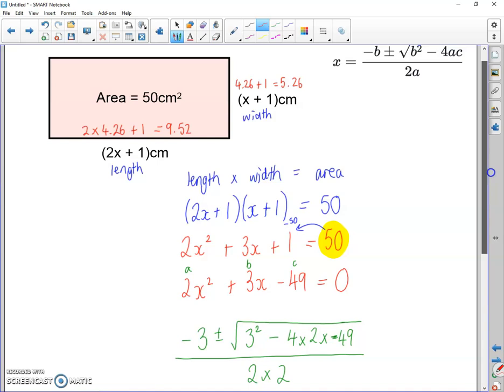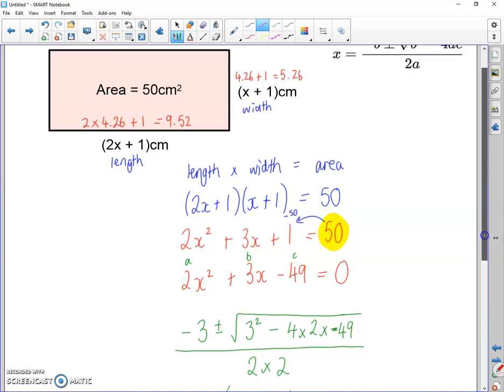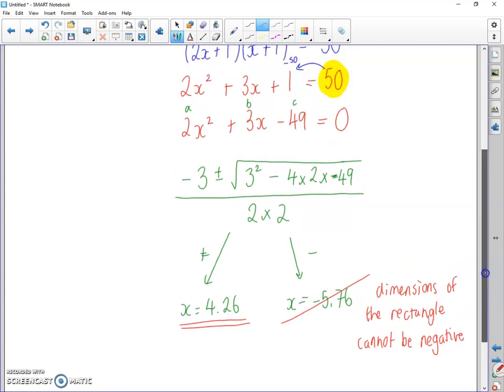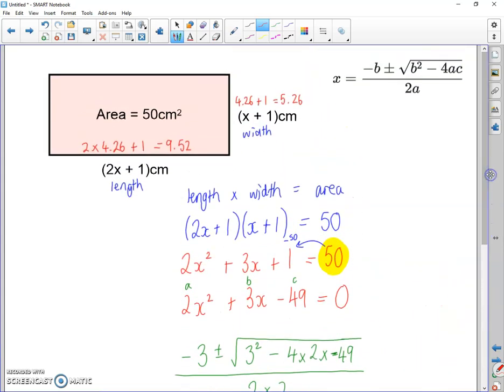The reason it's not exact is because when we used the quadratic formula, we did do a little bit of rounding to get our two solutions. So it's not perfect. If we want to be perfect, we'd need to keep all the decimal places. But we found a value of x, and we've got the dimensions of the rectangle, and we've got 50 or near enough 50 as our area.